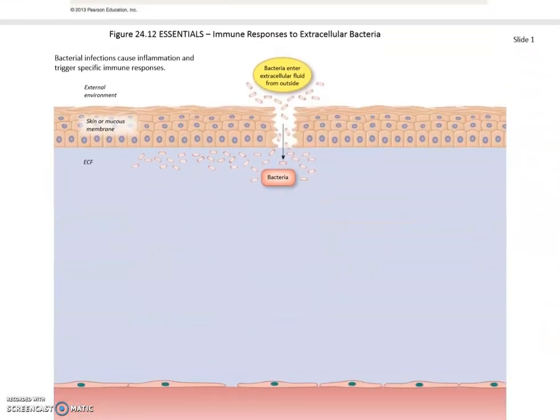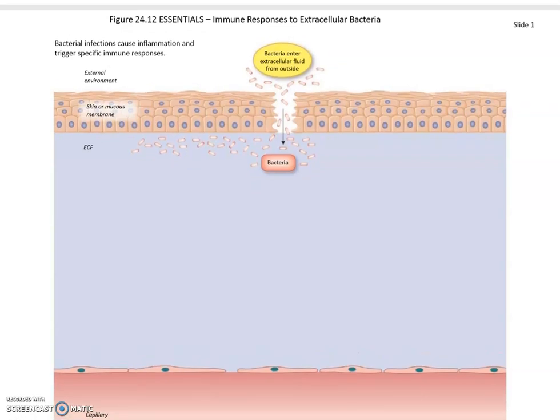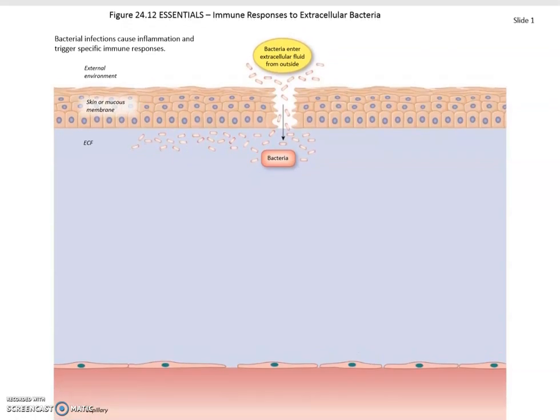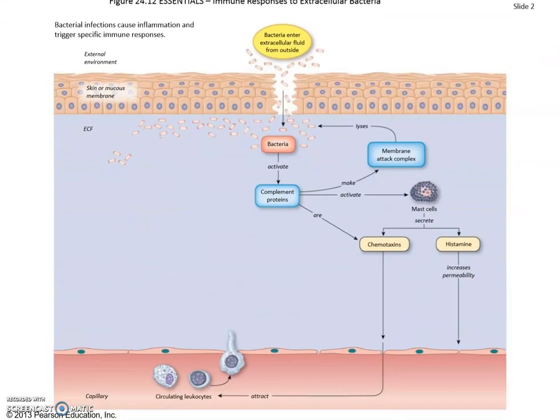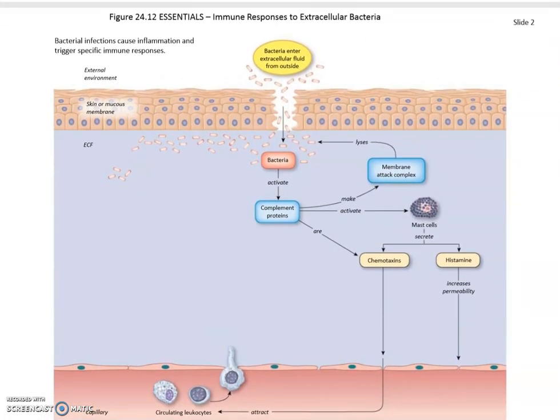It's too crowded. So here we have skin that's broken and now bacteria coming in. And let's see what your body will do. So first response to this is that you have some inflammation going on. So pretty quickly after something like this happens, you will see that you're going to have some inflammatory swelling and probably some pain too. But you will activate complement proteins, and they will start making the membrane attack complex.